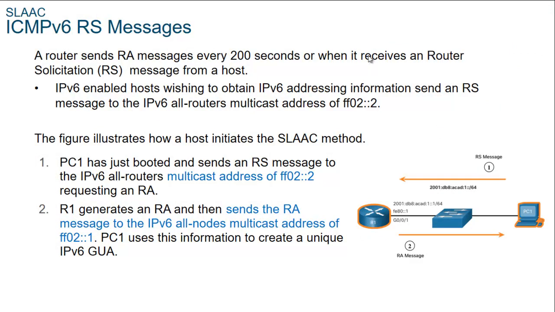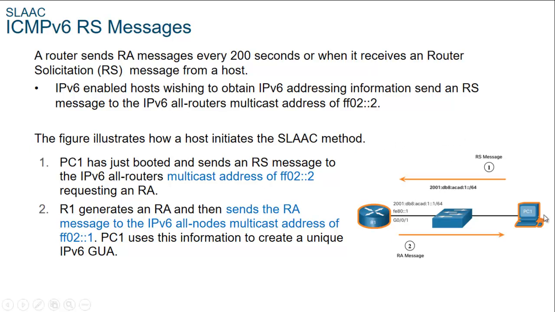A router sends router advertisement messages every 200 seconds, or when it receives a router solicitation message from a host. IPv6-enabled hosts wishing to obtain addressing information send a router solicitation message to the IPv6 all routers multicast address FF02::2.